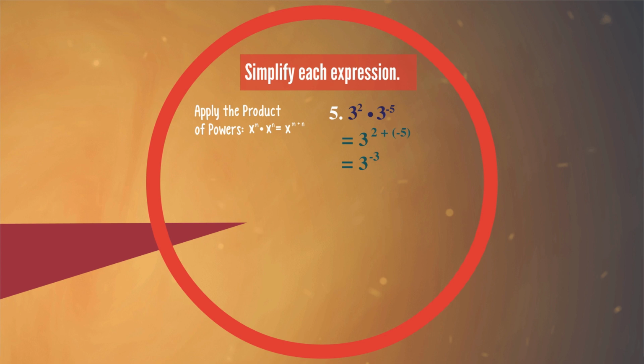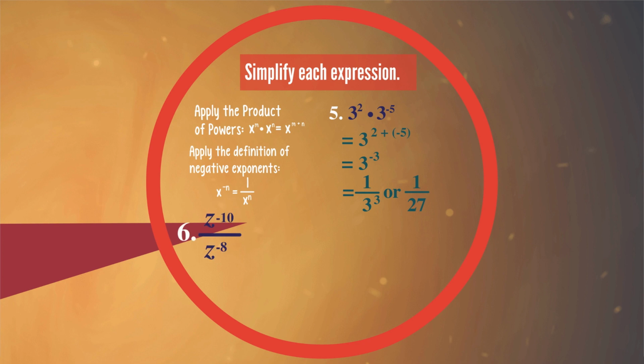As you can see, we have a negative exponent. We can now apply the definition of negative exponents. Doing so will result to 1 over 3 cubed. 3 cubed is 27, so the product of 3 squared and 3 raised to -5 is also equal to 1 over 27. Next we have z raised to the -10 over z raised to the -8.